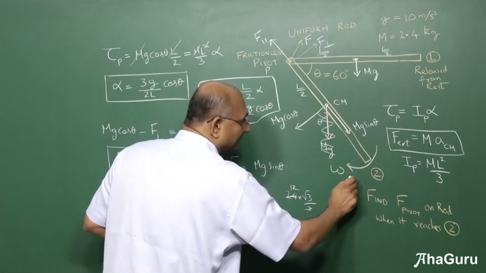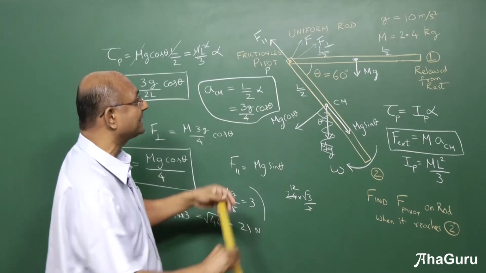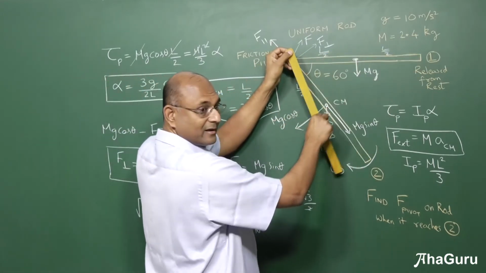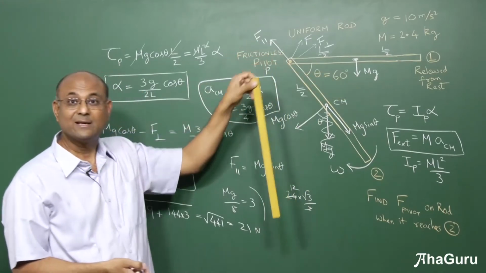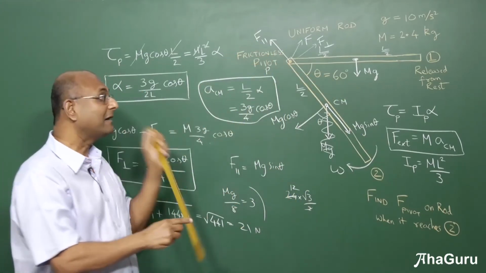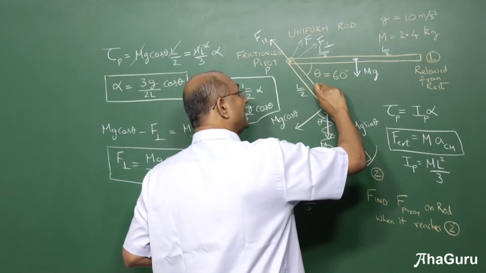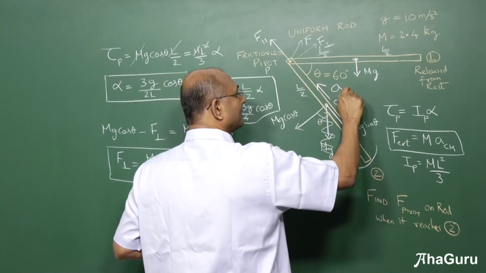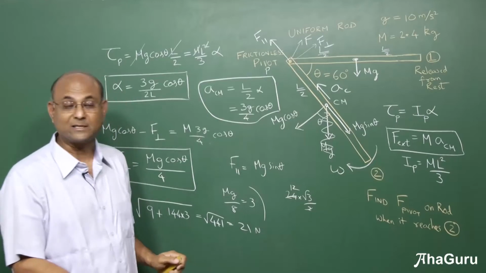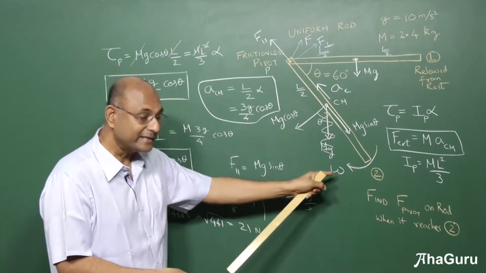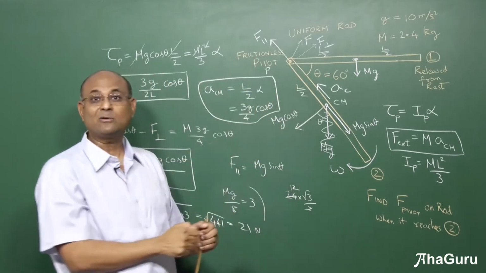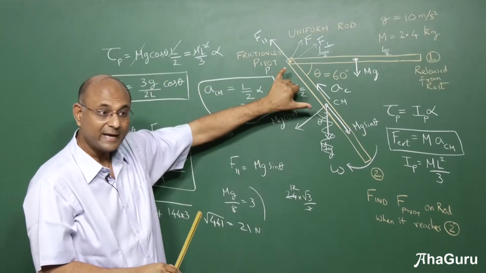By the time it comes here, this rod has a velocity because it was released from here. And so what if it has a velocity? Well, if it has a velocity, it is moving in a circle, there will be a centripetal acceleration. V square by r or r omega square. There is an omega, so you need to worry about r omega square. In this case, r is L by 2.